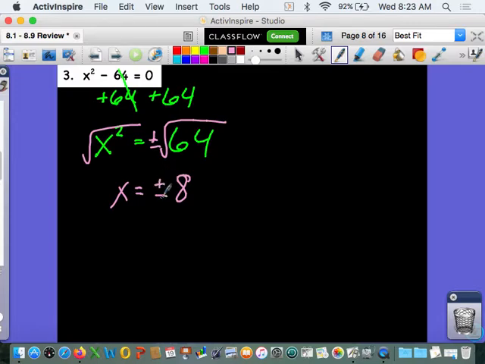Is my x by itself? Yes, so am I done? Yes. How do I write my final answer? Curly bracket, plus or minus 8.